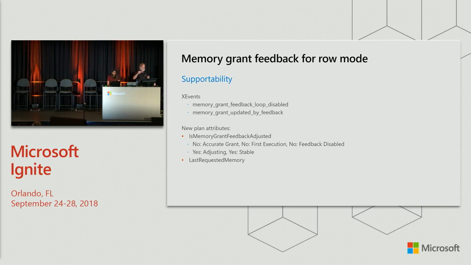To understand what we're doing behind the scenes, we have XEvents. So we have memory grant feedback loop disabled. If we're adjusting the memory grants and it goes back and forth and back and forth and it's not converging, we'll just stop adjusting because there's no point. We're going to get it wrong 50% of the time anyway.